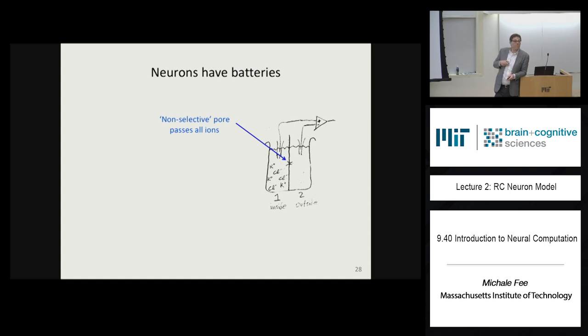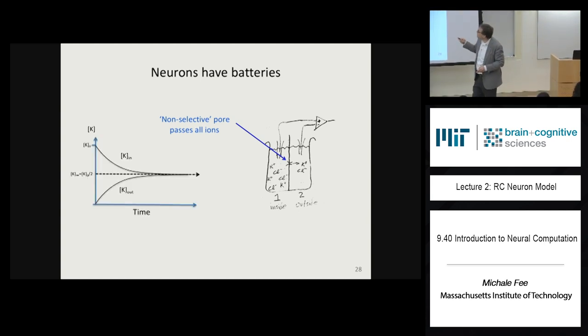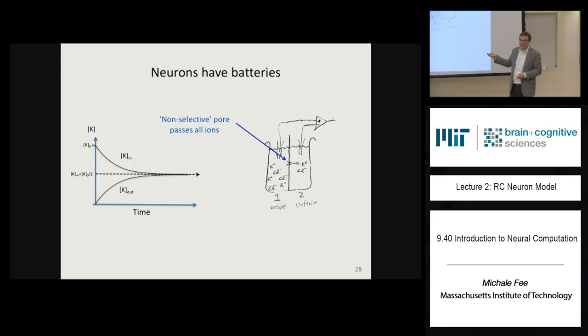Okay. So what's going to happen? Good. The ions are going to diffuse from where to where? Somebody else. To the lower concentration. Good. So some of those ions are going to diffuse from here to here. And we can plot the potassium. Let's focus on potassium now.